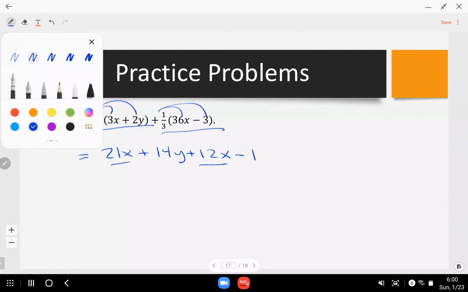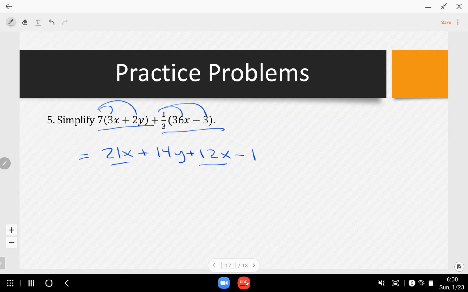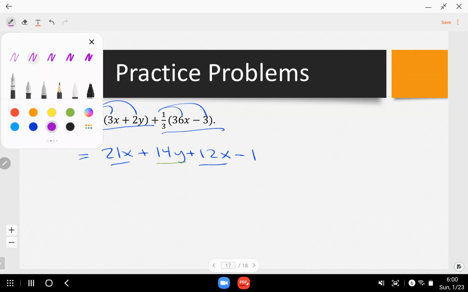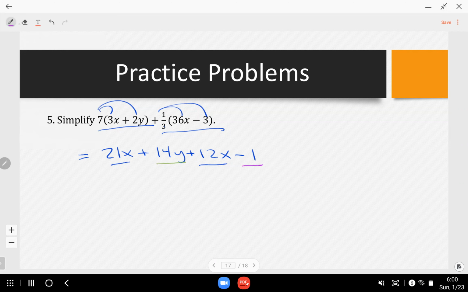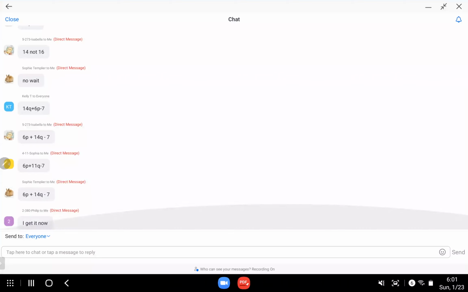We have some like terms here. We have the x's, then we have the y, and then finally we have our constant. So 21 plus 12x is going to be 33x, plus our 14y minus 1. Any questions on this?